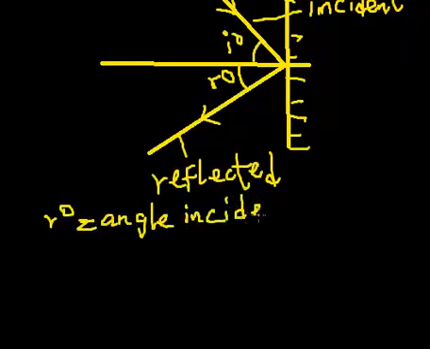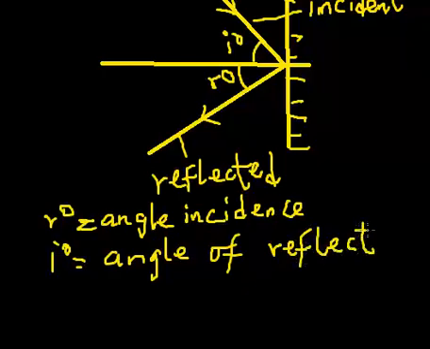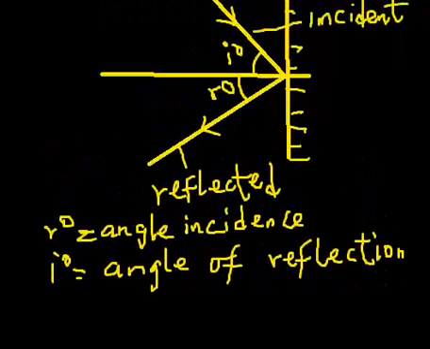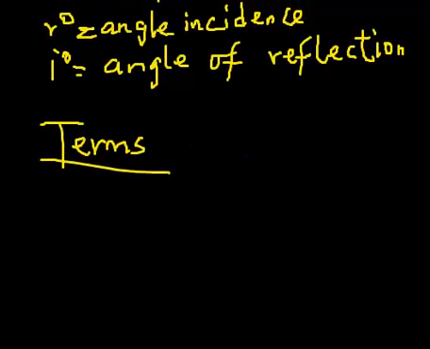Alright, then of course the angle of incidence i is equal to the angle of reflection r. Okay, so now we will look at the terms. Important terms you need to understand when it comes to the reflection of light.